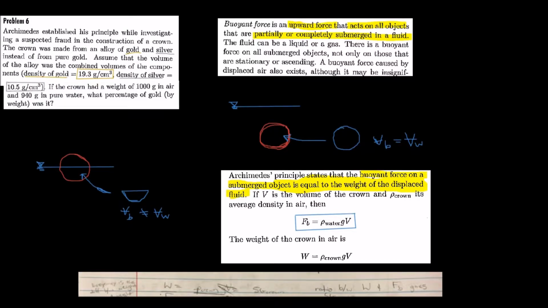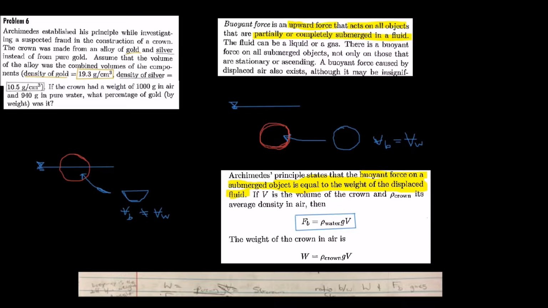Okay, here's another fluid statics problem, and in this case we have a crown and we want to figure out what percentage of gold was in the crown. This was a famous experiment done by Archimedes back in the day, in order to find out how pure the crown was made, whether it was made from pure gold or an alloy of gold and silver. And of course they did find it was made from an alloy of gold and silver.